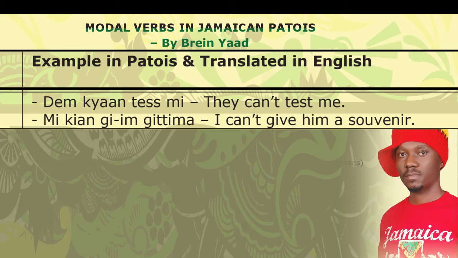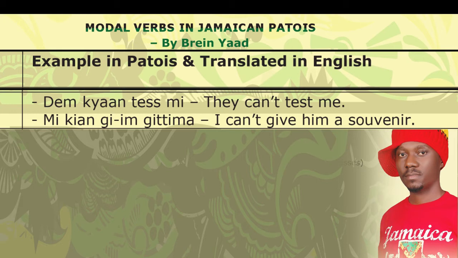And the next example is me can gi him jitma, meaning I can't give him a souvenir. Jitma or gif is a gift, a present, a souvenir. So if you want to say gift or present or souvenir, you simply say jitma or gif. So somebody says, me can gi him jitma. I can't give him a gift.